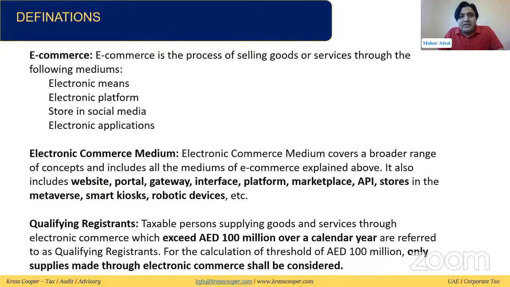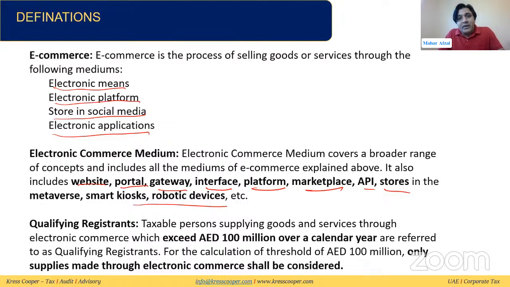So what is e-commerce? E-commerce is the process of selling goods and services through the following mediums. These can be an electronic medium, an electronic platform, a store in social media, or electronic applications. An electronic medium can be a website, portal, gateway, interface, platform, marketplace, or API stores. Basically, if anything is being sold through an electronic medium or electronic platform, we'll say this is the e-commerce medium.